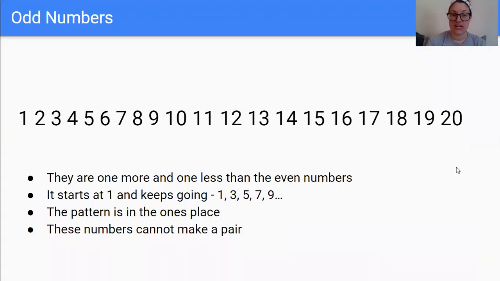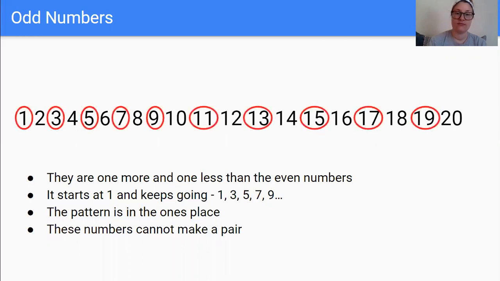So we call these odd numbers. Those are all of your odd numbers. 1, 3, count with me, 5, 7, 9, 11, 13, 15, 17, 19. They're one more and one less than those even numbers. They start at 1 and keep going. They're a pattern. 1, 3, 5, 7, 9. Look in the ones place. 1, 3, 5, 7, 9. Okay? These numbers are not going to be able to make a pair.